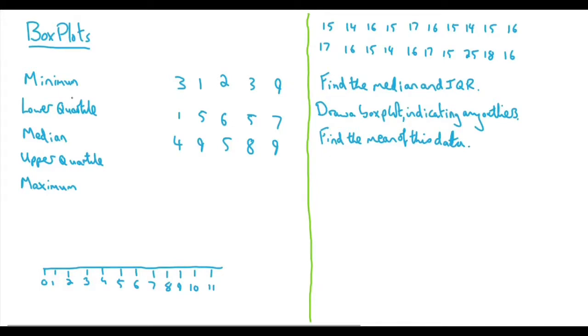lower quartile, that which is a quarter of the way through the data if you were to line them up smallest to largest, the median, that should be in the middle of the data when arranged from smallest to largest, upper quartile, which is 3/4 of the way through, and then the maximum, which is the highest value.